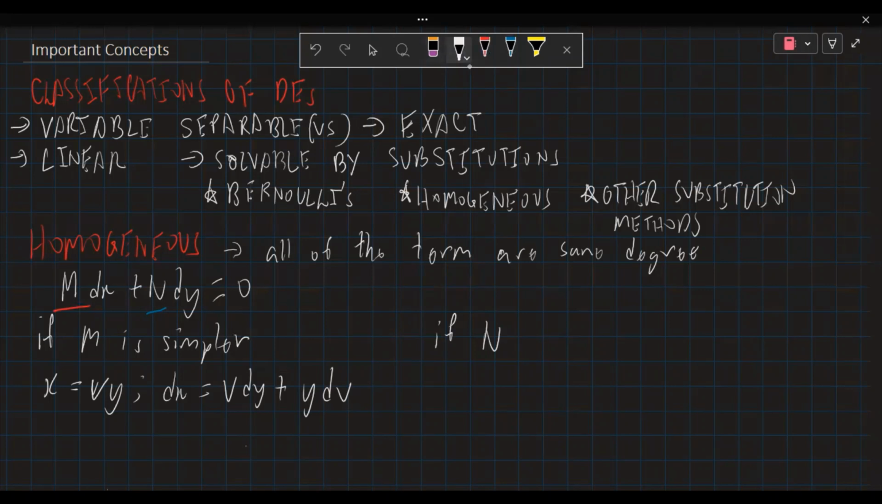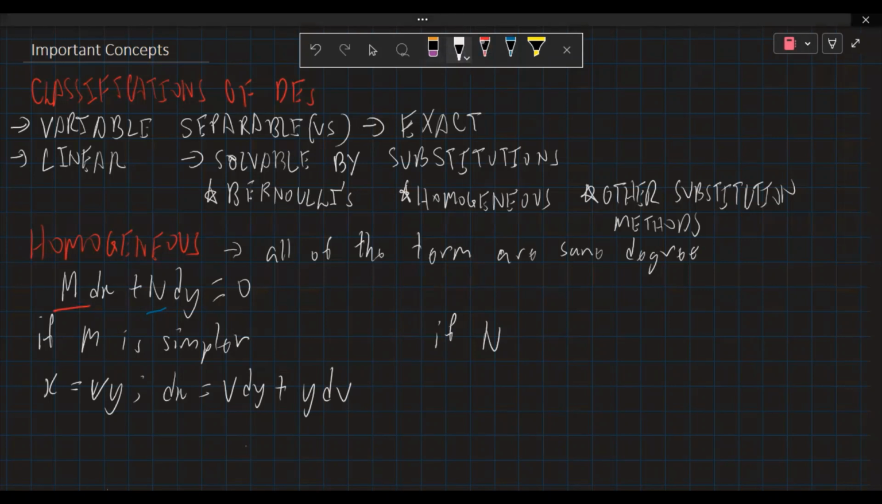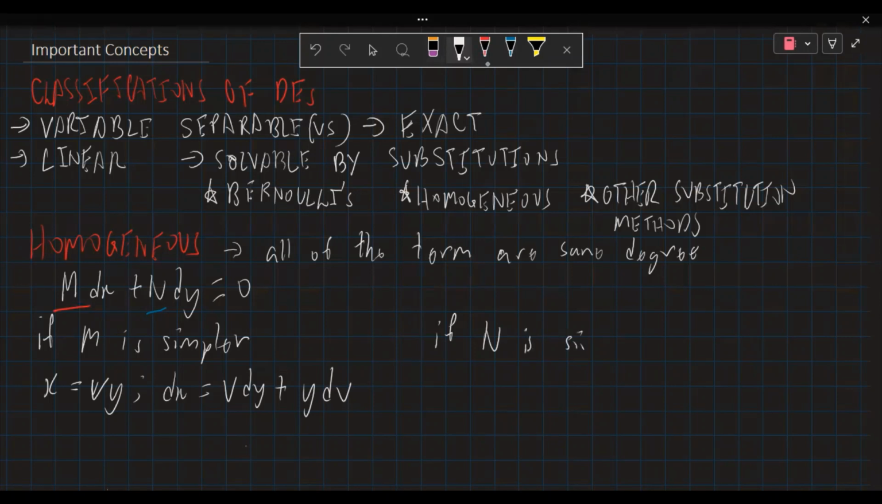So if m is simpler than n, then we use this one. If n is simpler than m, then we use y equals ux, and then we differentiate it as well. So dy equals u dx plus x du.